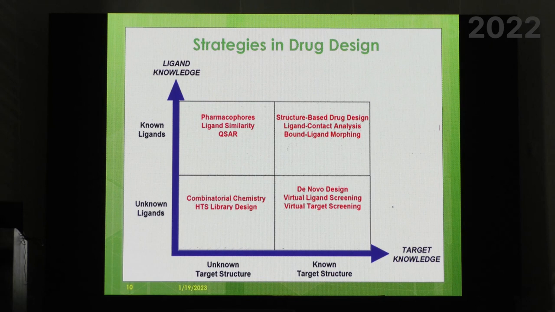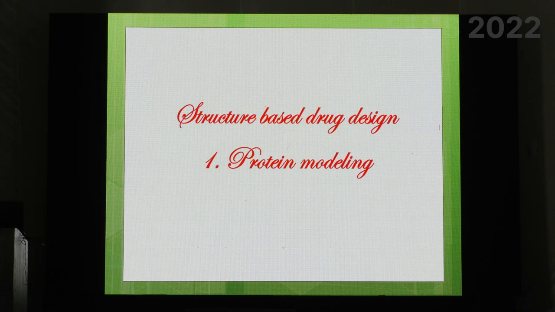The first thing, as I told you, you need the structure of the target. Dr. Shushmita said X-ray and NMR are two tools with which we can determine the three-dimensional structure of our targets. Each one of them has its own drawbacks and its own strengths. We'll not go into that, but it is possible.